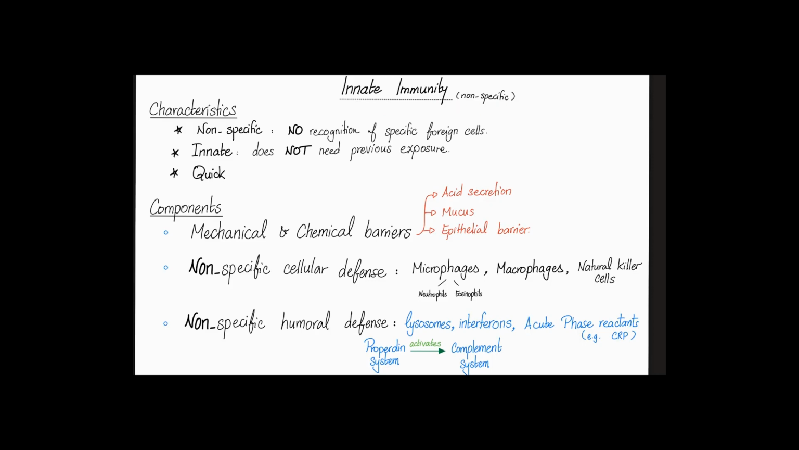Your innate immunity is non-specific. What does that mean? No recognition of specific foreign antigen. The acid in your stomach is going to kill everything. I don't care. Innate means it does not need previous exposure. The first exposure, second exposure, third exposure, there is no difference. I kill everything in the same manner. And it's very quick. The acid doesn't need training. The acid is acid. Components of the innate immunity: mechanical and chemical barriers, such as acid secretion in the stomach, mucous membrane everywhere, epithelial barriers. Non-specific cellular defenses: macrophages, no one uses this term anymore, but the macrophages are small cells, neutrophils and eosinophils.